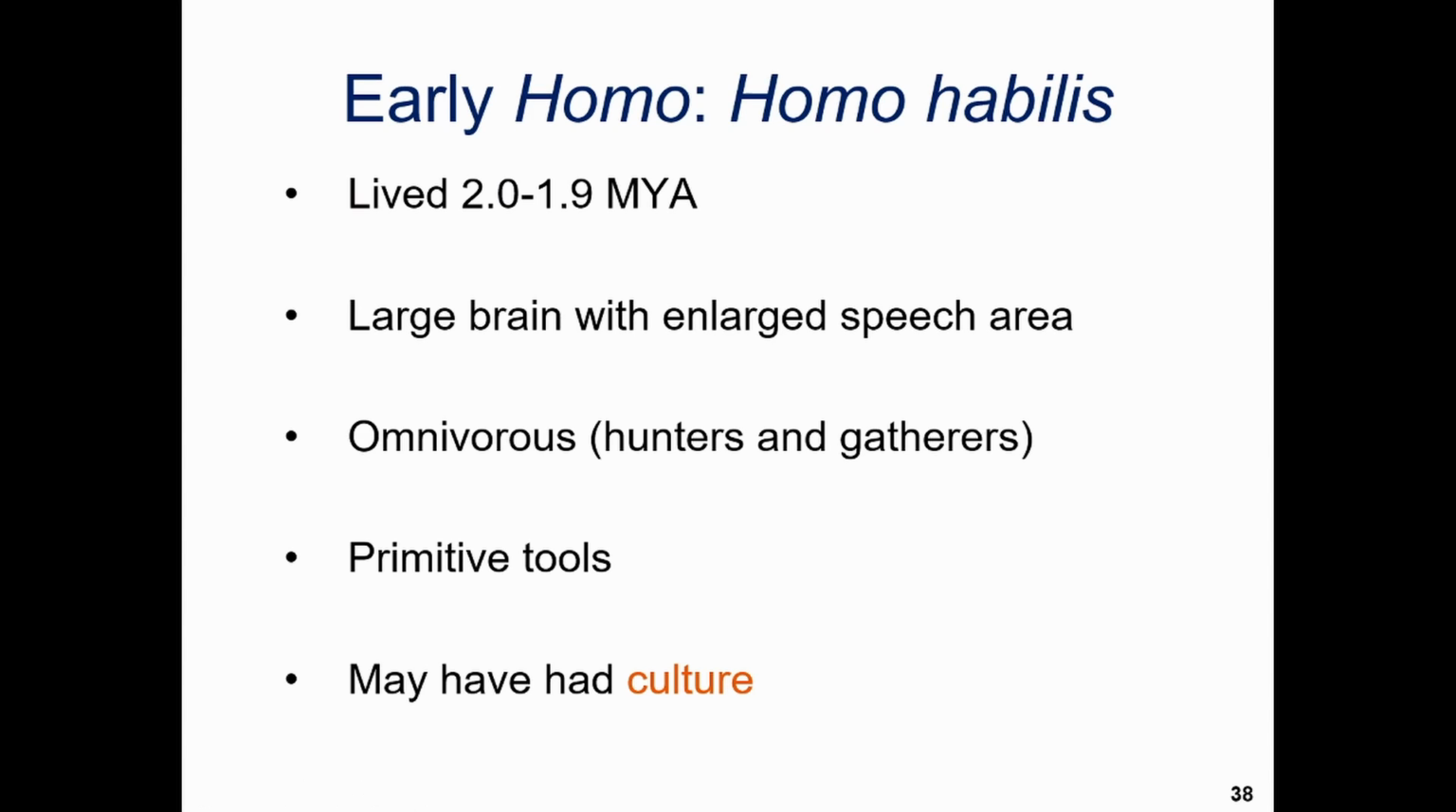So if we look at Homo habilis, we're looking at about 2 million years ago. We're seeing that there's a large enough brain to have a speech area. We've become omnivorous, meaning we're hunters and gatherers. There's evidence of primitive tools, and they may have had culture.